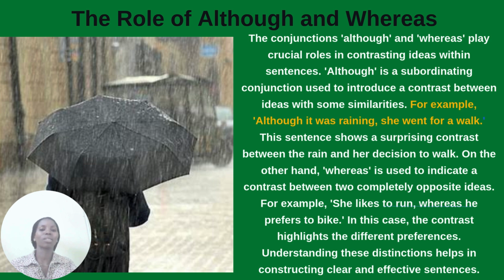All right, now let's look at whereas. Whereas is used to indicate a contrast between two completely opposite ideas. So let's remember that although is a subordinating conjunction, but it's used to look at the contrast between two ideas that are similar. Whereas is also a contrast, but it's talking about two sentences that are opposite.